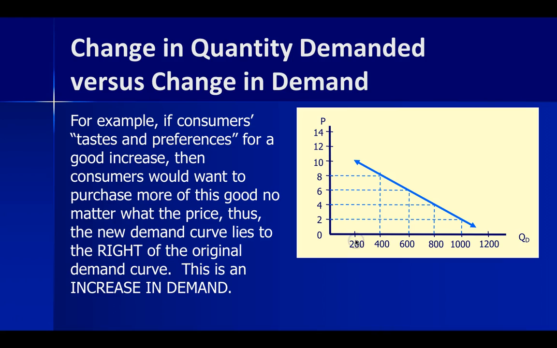Let's look at a simple example. Consider, for example, a change in consumers' tastes and preferences. Let's say that this is a good for which consumers suddenly want more, because maybe we saw our favorite celebrity using the product. This would mean that no matter what the price, whether it's $8 or $6 or $4, quantity demanded would now be higher than it was before. So the new demand curve would lie to the right of the old demand curve. Regardless of the price, quantity demanded is higher. The whole curve shifts to the right, and that's what we refer to as an increase in demand.